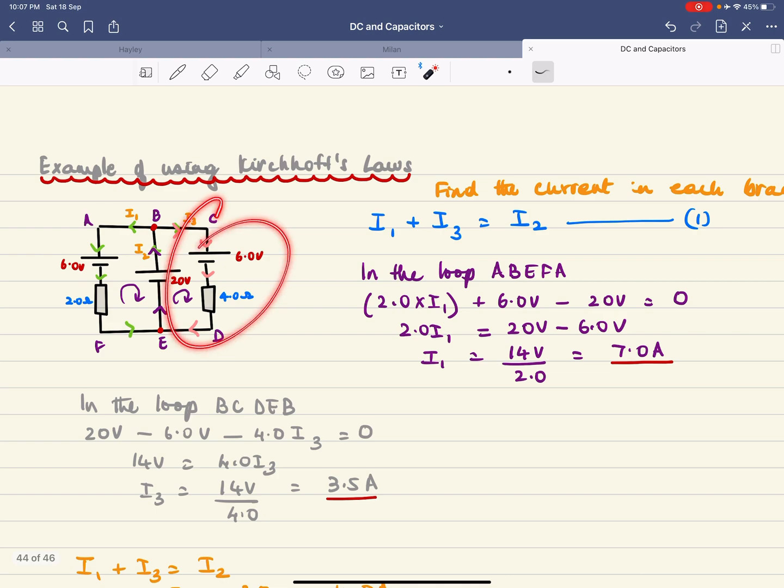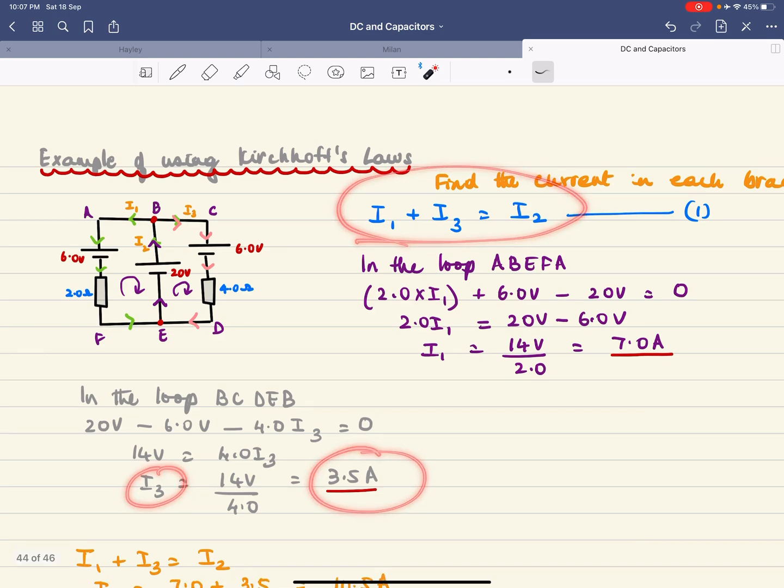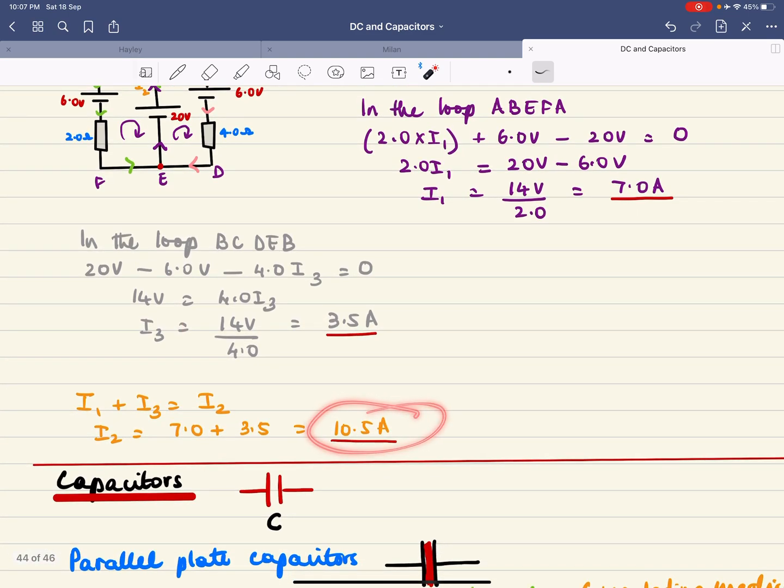Similarly, I used that loop, and I got the value for I3. And then I used the current equation there to get the total current.